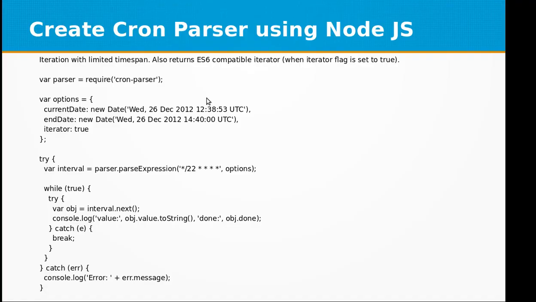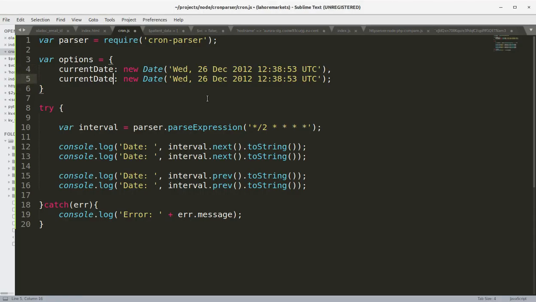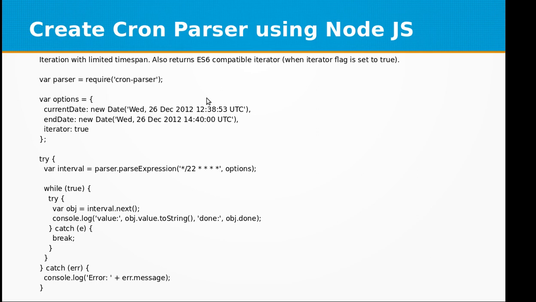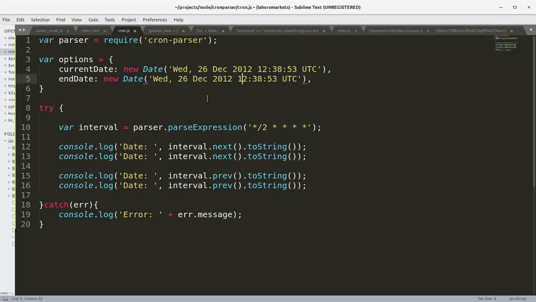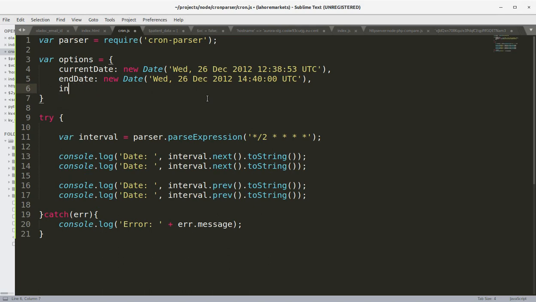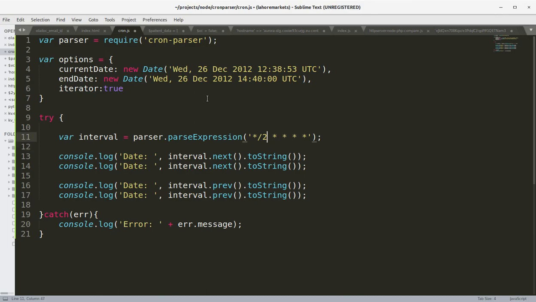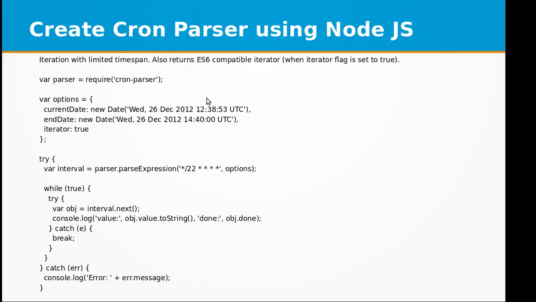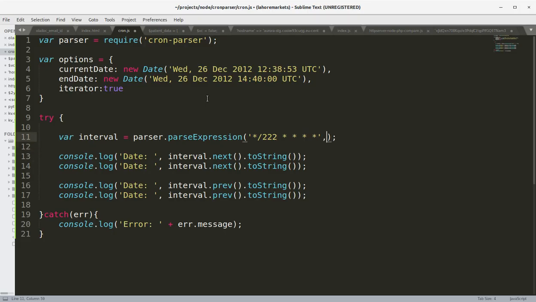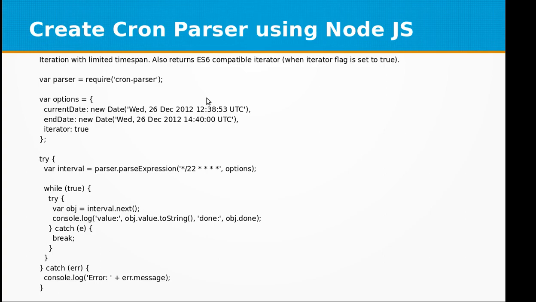Let's copy this and paste it here and call it endDate. Okay, and we want to end this on 14:40:00, the same day. Okay, and I'm going to set the iterator flag to true. Now we are going to pass an expression, 22, so our cron runs every 22 minutes.